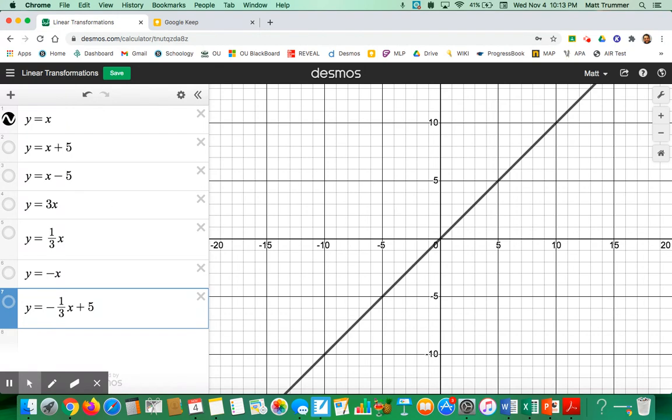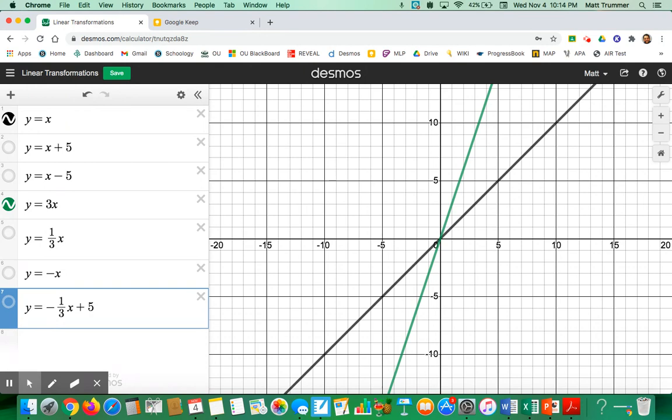You know that a slope of 3 means you have to go up 3 over 1. So you rise 3, you run 1. So that is going to be a steeper graph. And it looks like this. Now there's a name for this. This steeper graph is called a vertical stretch.